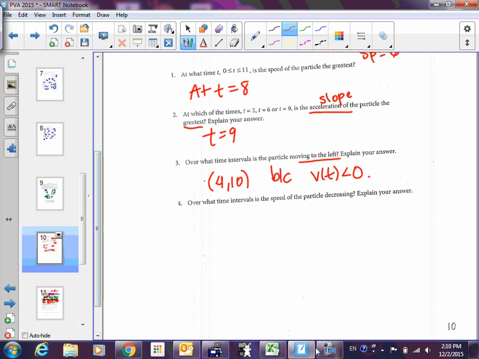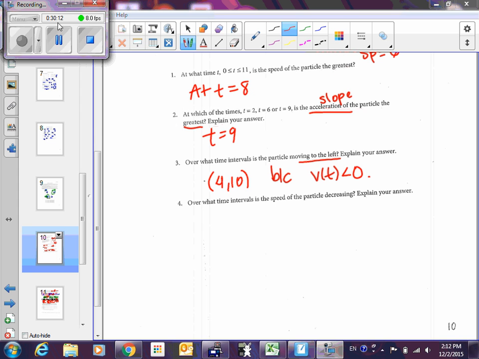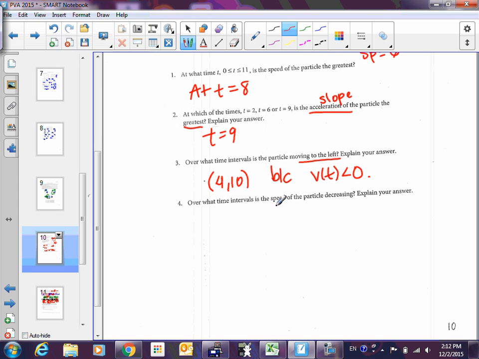Okay, I want you to try to do 4 on your own. Okay, so when speed is decreasing, what are the two scenarios that could happen? So let's say if velocity is positive, then what's acceleration? Negative, and then vice versa.